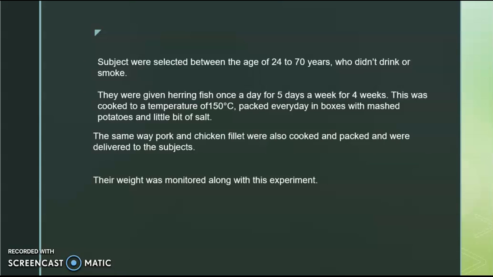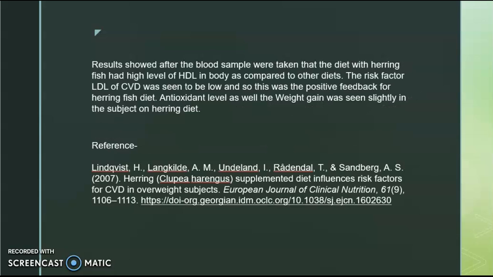They were given herring fish once a day, 5 days a week, for 4 weeks. This was cooked at a temperature of 150 degrees centigrade and placed every day in boxes with mashed potato and a little bit of salt. Pork and chicken fillet were cooked and packed the same way and delivered to the subjects. Their weight was monitored along with this experiment.